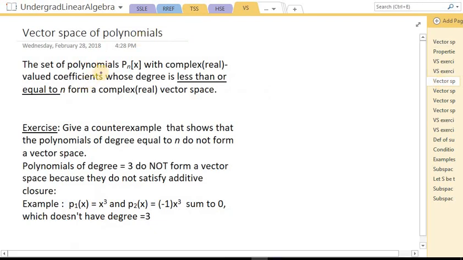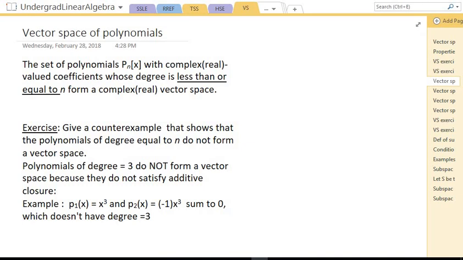Okay? Turns out that the set of polynomials Pn with complex, let's start with complex valued coefficients whose degree is less than or equal to n forms a complex vector space. Now, you can have complex vector spaces where the scalars are complex, and you can have real vector spaces where the coefficients are real. So that's why I put the real in parentheses there. It's true that Pn of x with complex coefficients is a complex vector space. Pn of x with real coefficients is a real vector space. So let's think of what this means.